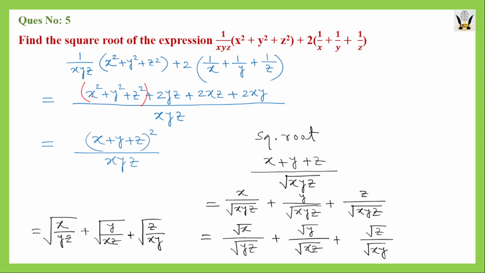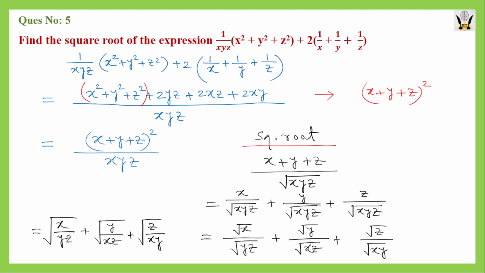And then x square plus y square plus z square plus 2xy plus 2yz plus 2xz, that actually resembles the identity x plus y plus z and then whole square of that. So directly we have written that, and then divided by x, y, z. Now we need to find the square root value. So when we find the square root, in the numerator it will be x plus y plus z only, and in the denominator it will be root over x, y, z. Now if we simplify further, this is the answer, this is the square root value.